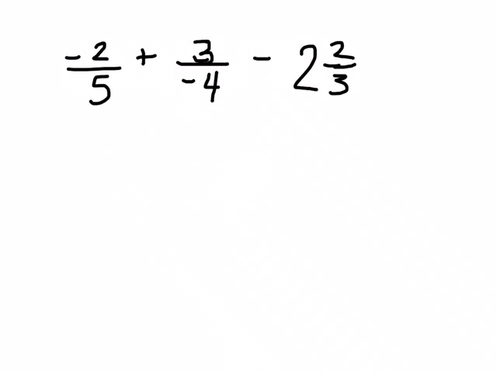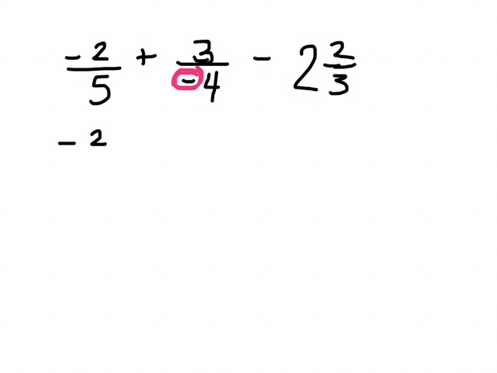Okay, so negative 2 over 5 plus 3 over negative 4, take away 2 and 2/3. This is how it was written in the book, correct? What should we do with this negative sign? It's placed with the denominator right now, but when you're adding and subtracting fractions, do you add or subtract the denominators? No. When you add and subtract fractions, you don't add the denominators together, right? So what should we do with this negative? How can I rewrite that fraction?